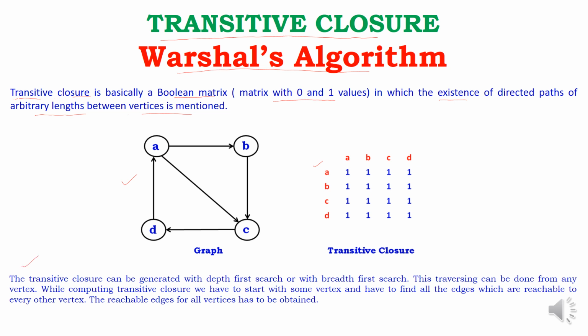The transitive closure can be generated with a depth first search or with breadth first search. This traversing can be done from any vertex. While computing transitive closure, we have to start with some vertex and find all vertices which are reachable from it. The reachable vertices for all vertices have to be obtained.